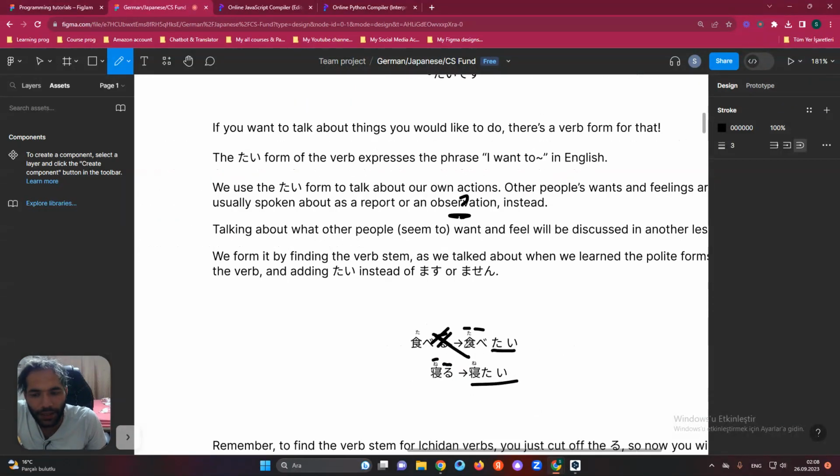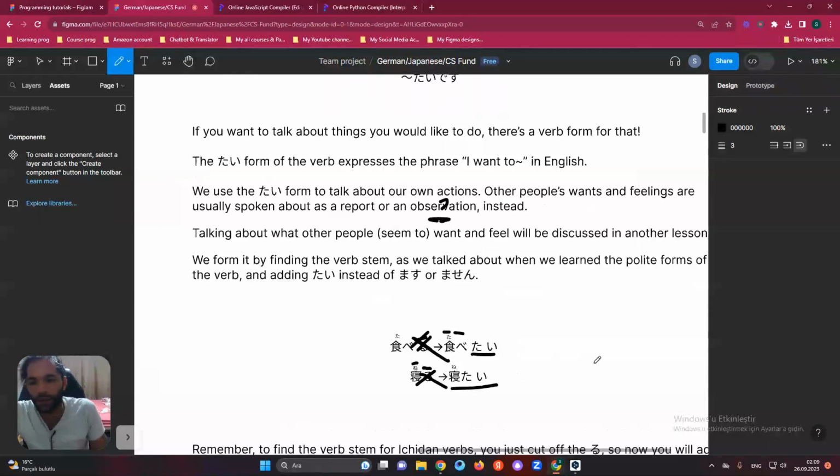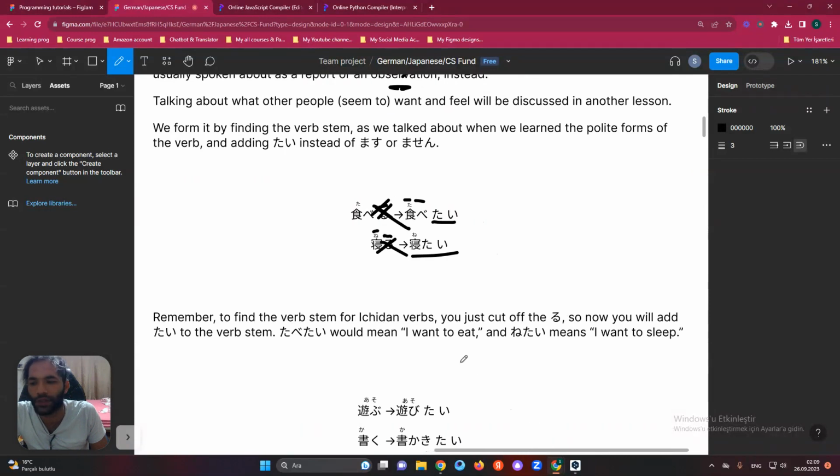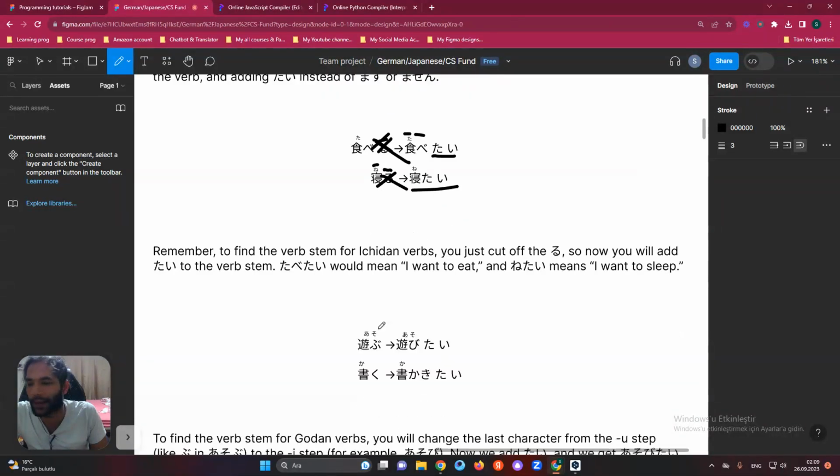So with tai, it becomes tabetai, not taberetai or tabemasu, okay, tabetai. You're just removing the ru as in the Ichidan rules. I already removed it here. In this case, neru becomes netai, sleep. I hope you understand. If not, just put your comment in the description and I will explain it again and again.